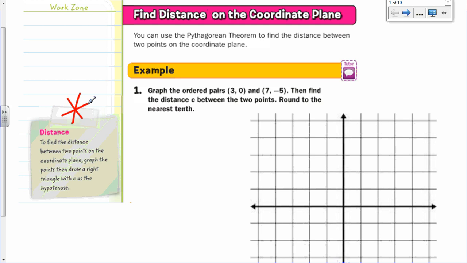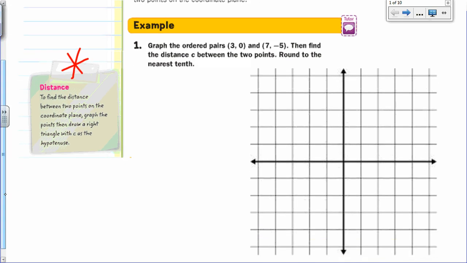So for example 1, we're going to graph the ordered pairs (3, 0) and (7, -5). So I'm going to start with (3, 0). I'm going to start in my origin, and I'm going to go over 3, so 1, 2, 3. And because it's 0, I'm not going up any. So that would be my first ordered pair. I'm going to call that A. Now (7, -5). So I'm going to go over 7. So 3, 4, 5, and I'm going to have to run out my graph a little bit. So 5, 6, 7, and down 5. 1, 2, 3. So I'm going to have point B right there.